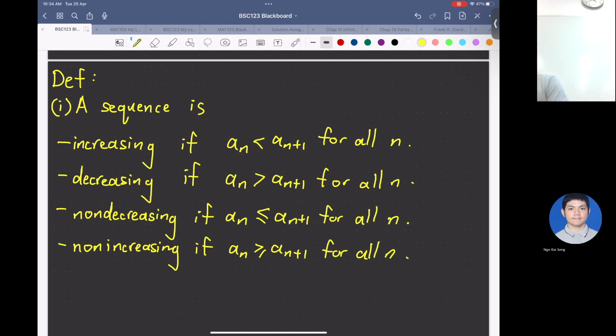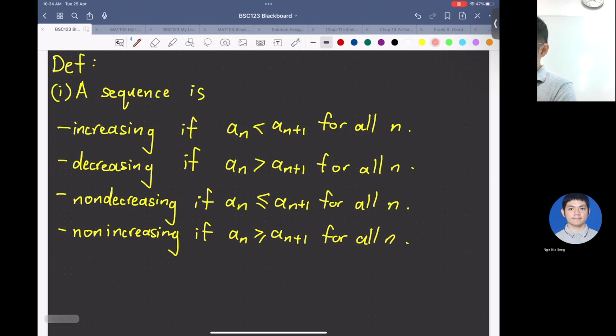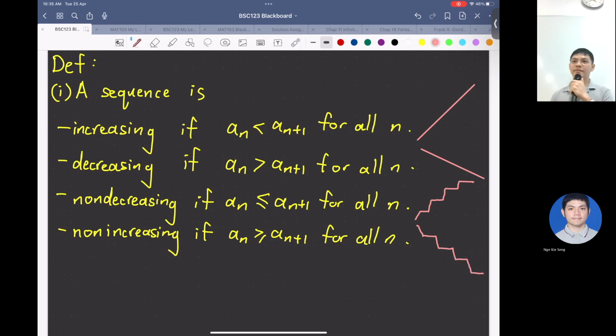You can see that these are quite algebraic, so you can also think of them geometrically. Increasing will be a slanted path going upward. Decreasing will be going downward. Non-decreasing will be like a staircase: you go up, stay constant for a while, go up, stay constant. Non-increasing will be going down, maybe staying constant for a while, then going down, staying constant for a while.